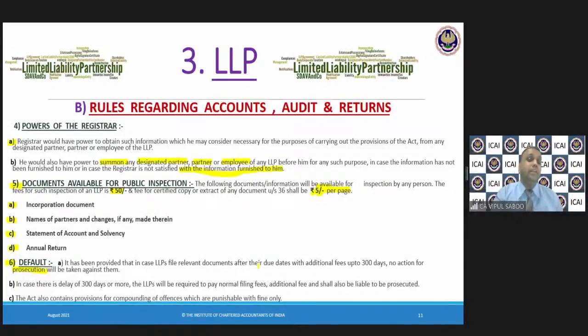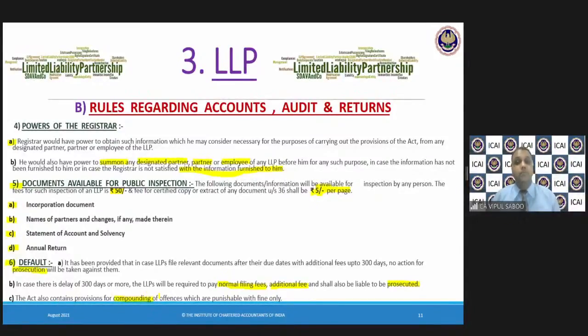In case there is a delay of 300 days or more, the LLPs will be required to pay the normal filing fee and additional fee, and shall also be liable to be prosecuted. The normal filing fee and additional fee were there in the first part also, but after 300 days, there will be prosecution as well. The Act also contains provisions for compounding of offenses which are punishable with fine only.